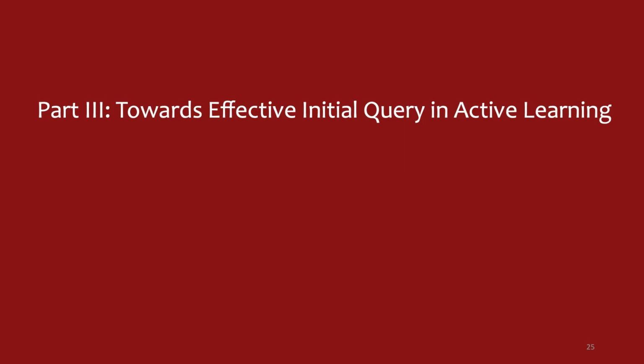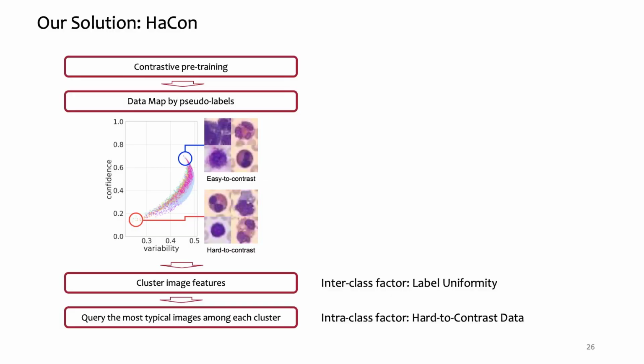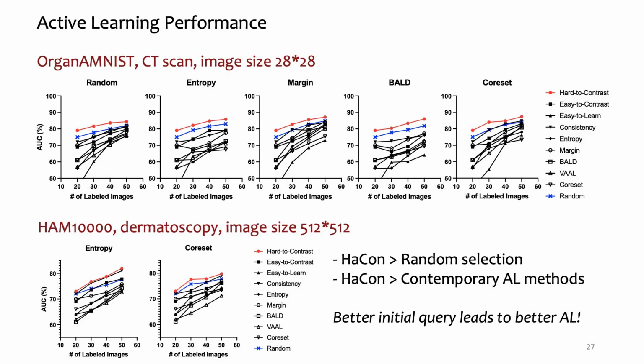Based on the findings above, we propose an effective method to select the initial query for active learning. Our method is called HACON, named after the hard to contrast metric. First, we apply contrastive pre-training to gain representations and pseudo-labels. Second, we plot a data map by pseudo-labels. Third, we cluster image features and then uniformly select samples from each cluster for label uniformity. Within each cluster, we query the most typical images, also known as hard to contrast data. The final output of this pipeline is the initial query for active learning.